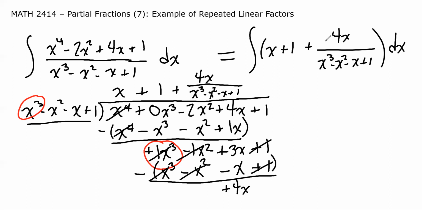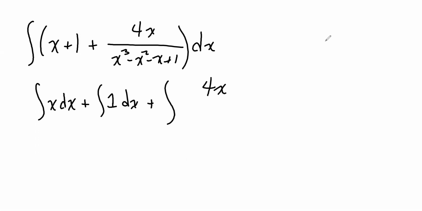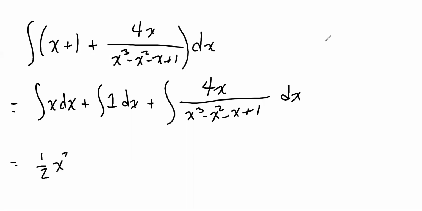We're not out of the woods yet. Let's take this to the next page. Now, I can integrate the first two parts easily and then worry about the fraction by itself. Let's go ahead and split this into three integrals. The integral of x dx plus the integral of 1 dx. We could have just written the integral of dx there, plus the integral of 4x over x cubed minus x squared minus x plus 1 dx. And of course, we can figure out the first integrals easily. They are 1/2 x squared plus x.